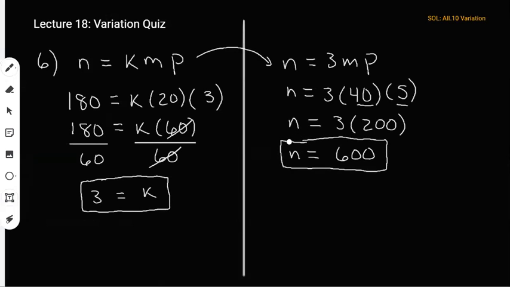So joint variation is when you have two variables like m and p, and they're both being multiplied together, and k is always going to be a part of the problem.